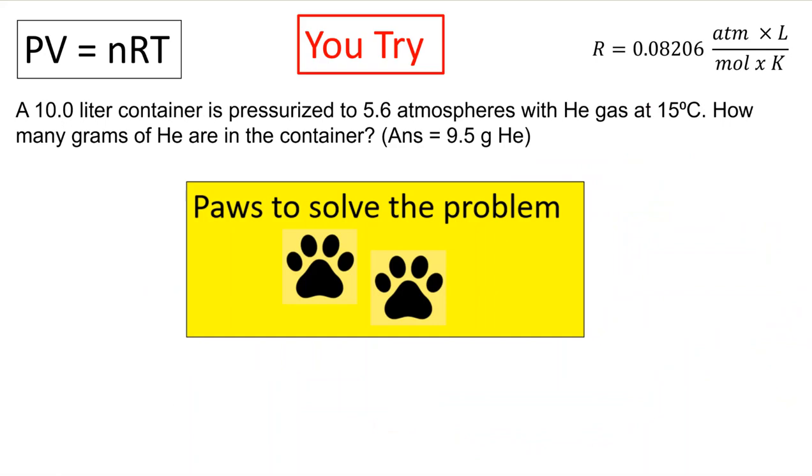Now it's your turn. So you have a 10-liter container. It's pressurized to 5.6 atmospheres with helium gas at 15 degrees Celsius. So how many grams of helium are in the container? You should get 9.5 grams of helium, so try this on your own. So pause and go on when you're ready.